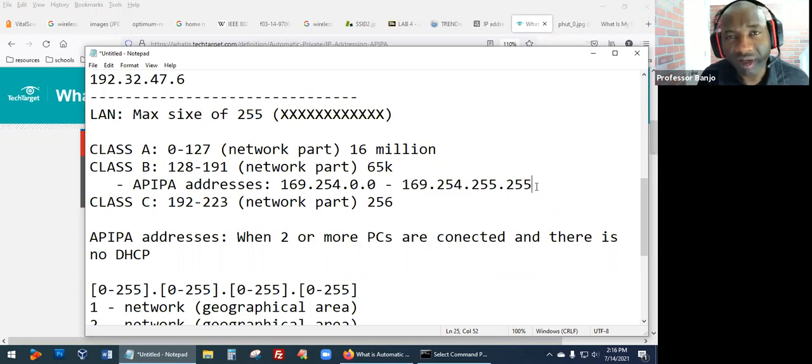Now, when you're on APIPA, you can't go on the internet. There is no internet available. It's just for direct communication with other computers that you may be connected to. So you can't go on the internet with any private IPs or stuff like that, right?